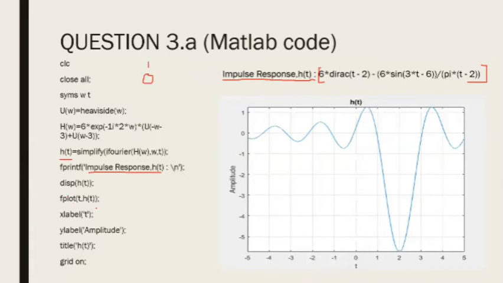After that, fplot h(t), this is for the graph, and xlabel t, you can see xlabel t, and ylabel h(t) here, and ylabel amplitude. So basically from this to this, it is for the graph.